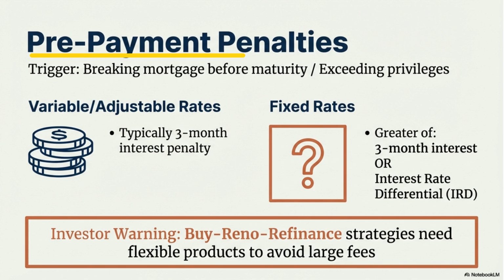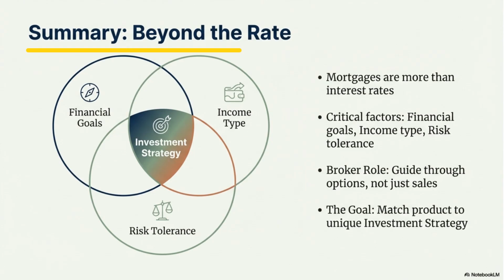Investors often pay close attention to products with better prepayment privileges if their strategy is to do a buy, reno, rent, refinance, repeat, to refinance or break the mortgage before the end of the term to avoid large fees. As you can see, mortgages involve much more than just interest rates. Understanding the different lenders, but also your financial goals, income type, and risk tolerance, are crucial in selecting the right mortgage for your rental property. A mortgage broker is there to guide you through all available options and assist in choosing based on your unique investment strategy and situation.